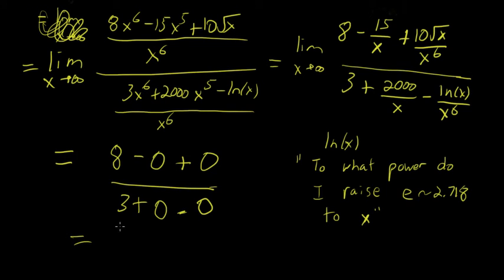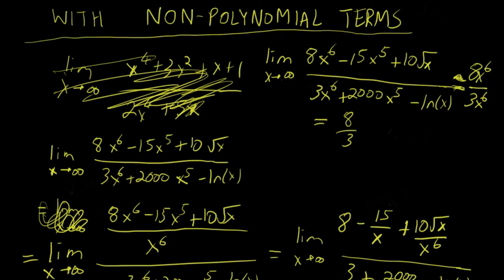So in the numerator we have 8, in the denominator we have 3. So this limit is 8/3. Again, some of you may have been able to tell just by looking at the numerator and denominator of the original expression that these x to the 6th terms dominate as x gets bigger. These other terms become increasingly irrelevant, so you get 8/3.